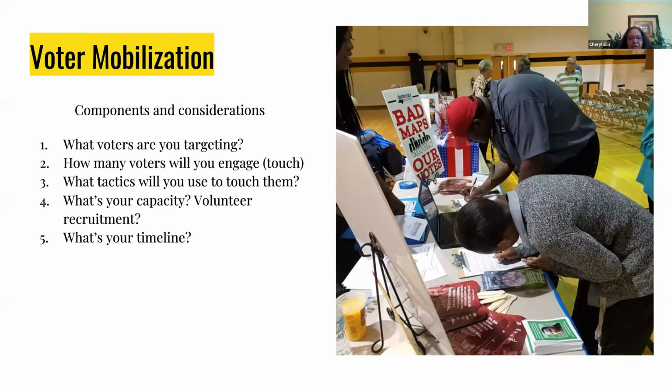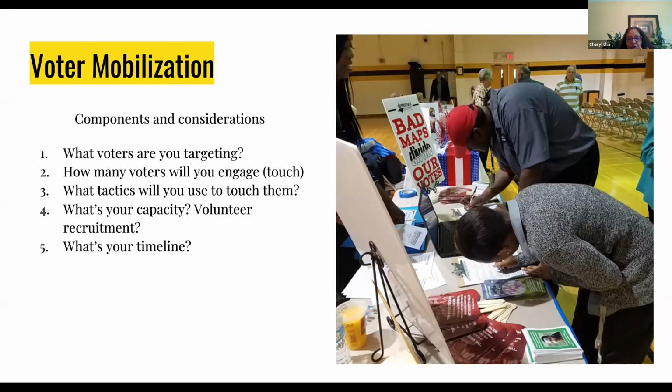So I know some of you may be at different stages in your planning, but I really wanted to talk about what are some of the components and things you should be considering as you're devising your plan. You want to think about who are the voters you're targeting, how many people are you planning to touch, what's your goal, and with that, it will inform what your tactics are and how you're going to be able to touch them. Then you need to think about what's your capacity. Do you need to recruit volunteers to support your work? And then, of course, you need a timeline, because we do this in phases, and we do different tactics at different times.